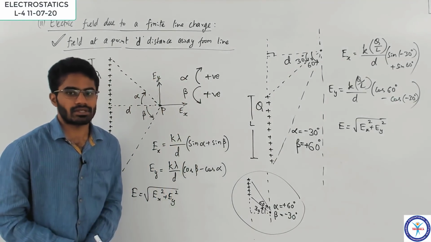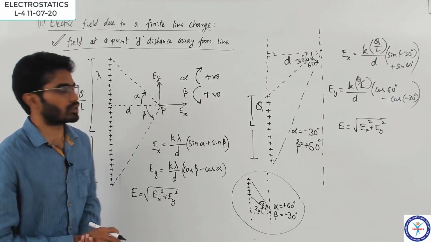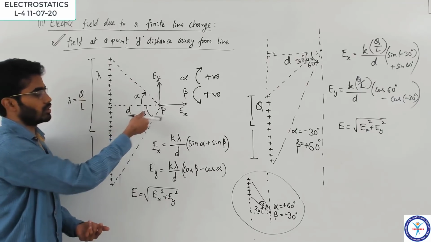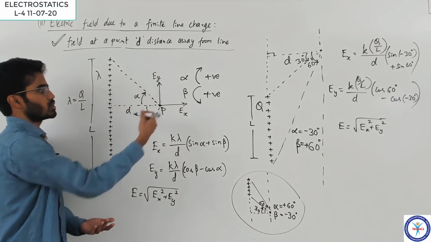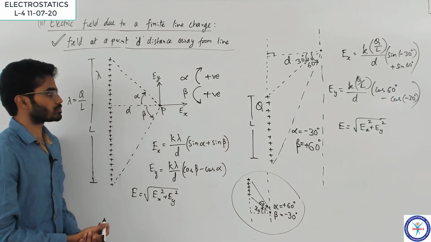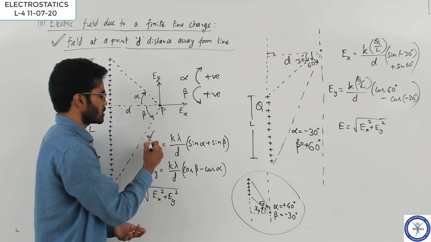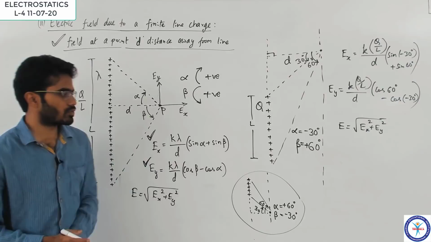And if it is negative charge, the direction will be different. The magnitude will be the same, but the directions will be different. For negative charge, Ex will be pointing towards the charge because it is negative. Similarly, you have to change the Ey direction also. So these are useful equations. Remember them, and remember the sign convention which we are using here.